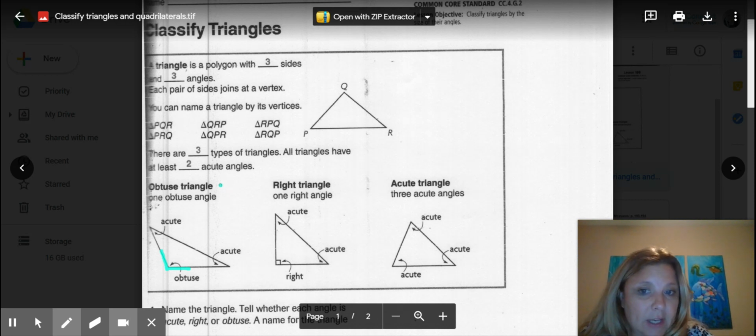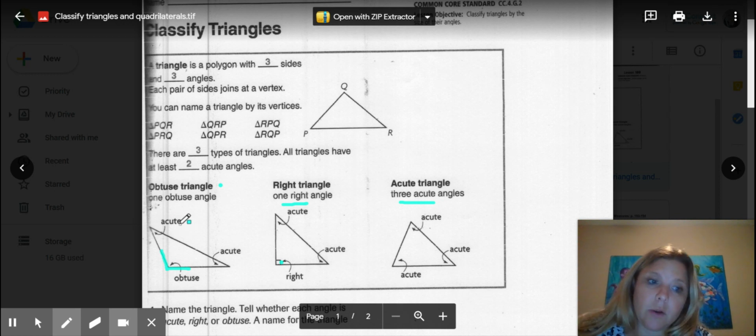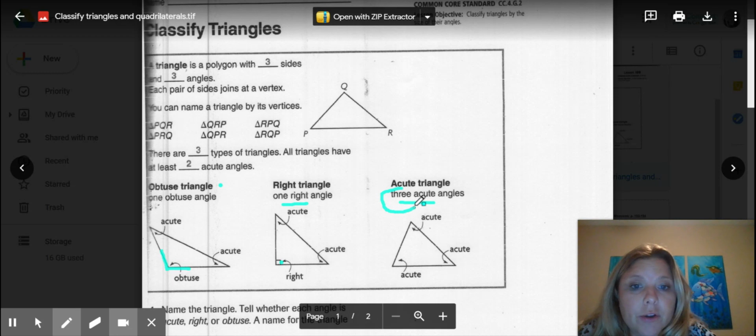Same thing goes with right triangle, except you have to have one right angle. So again, take a look at the right angle. And acute triangle means all three angles are acute. This is where it gets confusing because some people look at this and go, well, there's an acute angle, so it's an acute. No. If all three angles are acute, then it's considered an acute triangle.